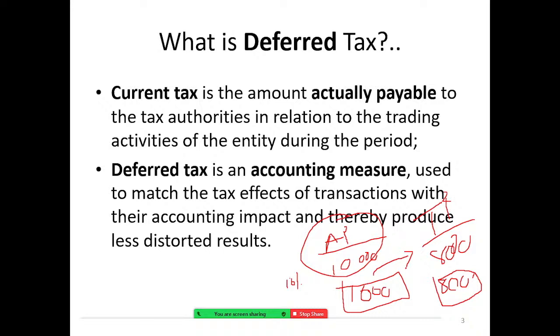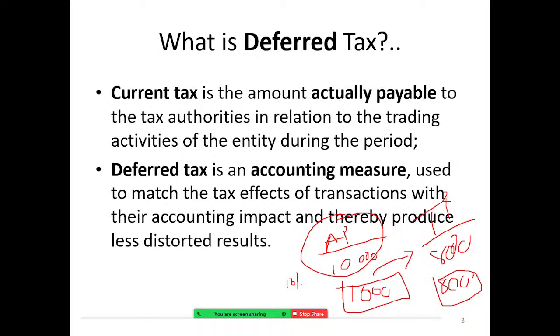Why, sir, do we have to pay the 200 to the tax authority? The tax authority's calculation is only 800. A good question, right? To answer that question, I ask you a counter question. Have you studied income tax, taxation? Yes, sir, we studied.